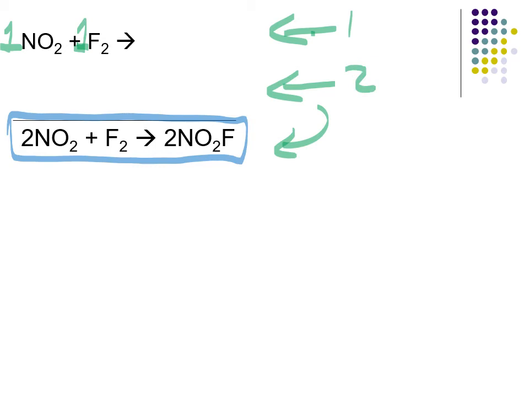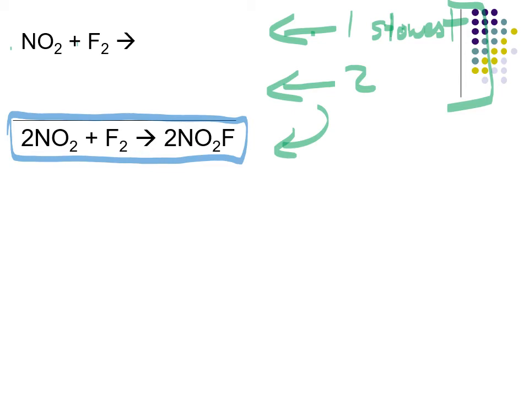Of these steps, the slowest one has one NO2 reacting with one F2. That is what the rate law tells us. Those exponents tell us what the coefficients are in the slowest step of the mechanism. And I can't change those because that's not what the rate law says. The rate law says one NO2 and one F2. So I'm stuck with that. Let's get rid of those so it looks a little bit better.